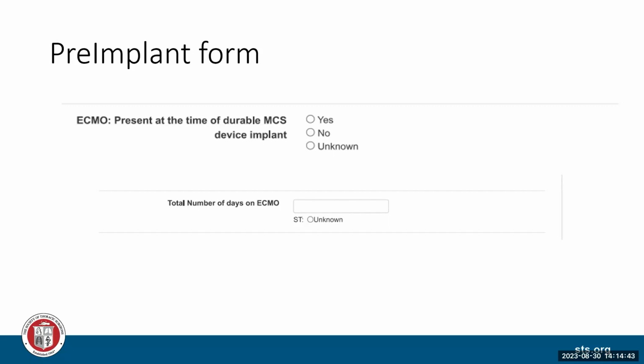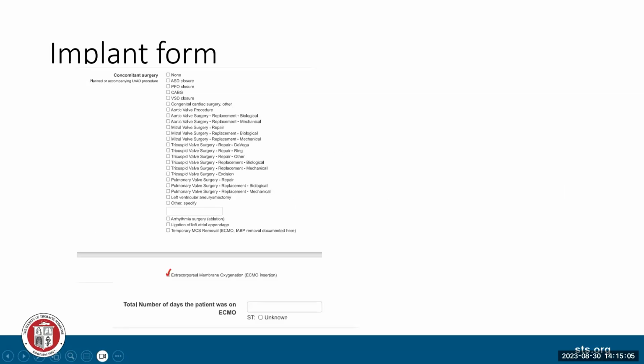So on the implant form, there is now a child question. So the question was already existing: ECMO, was it present at the time of durable MCS device placement? If you say yes, there's now a child question asking for the total number of days on ECMO. And then on the implant form, once you select that there was ECMO insertion during the implant surgery, a child question will populate to capture the total number of days.